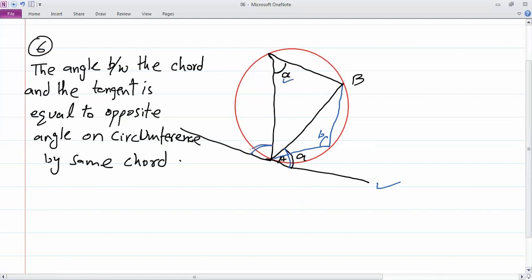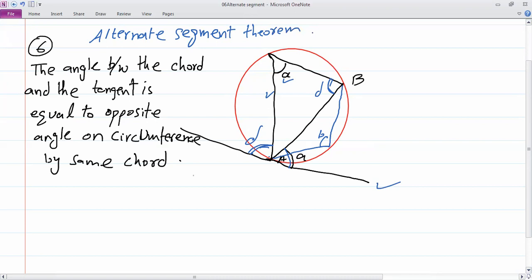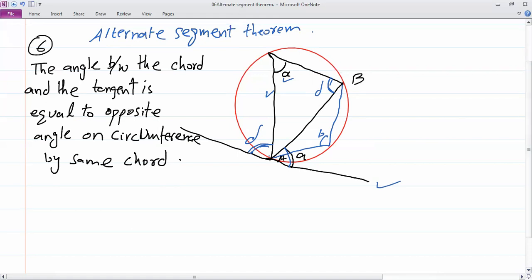If for example you consider this angle, now this is the angle by the chord. Let's say this is D, so this is also D. Why? Because this is the angle between this chord and tangent, and the same chord is making an angle on the circumference, this one. So these will be equal. We call it the alternate segment theorem. That is our rule number 6.